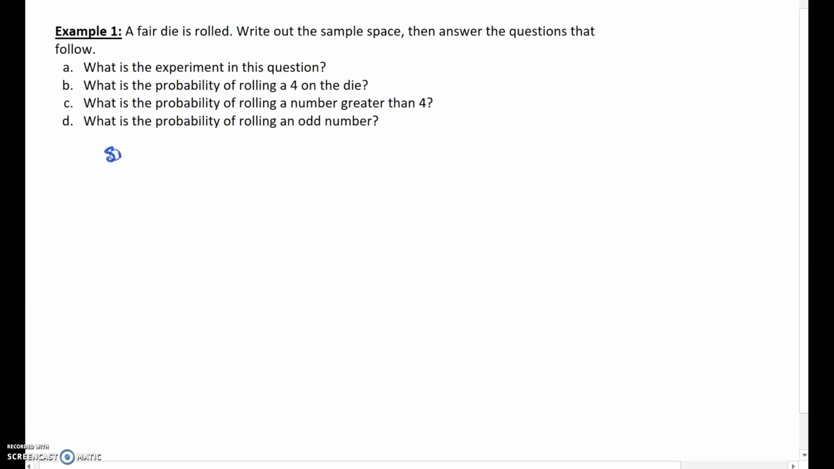So the sample space is a list of all the different possible outcomes that can happen when a die is rolled. So on a die you're going to get 1, 2, 3, 4, 5, 6. So that's all the possible outcomes, and that's called the sample space. Okay, now on to the questions.